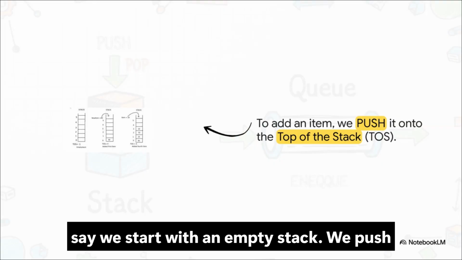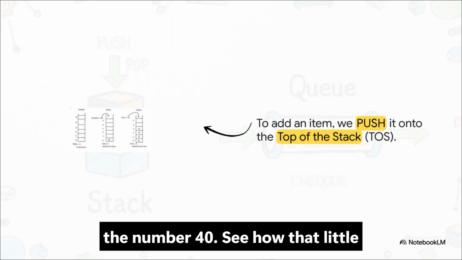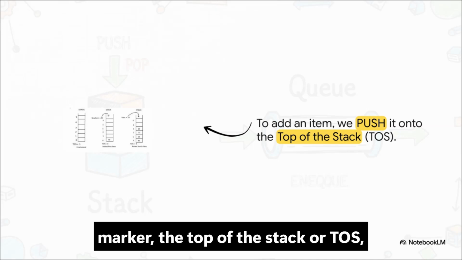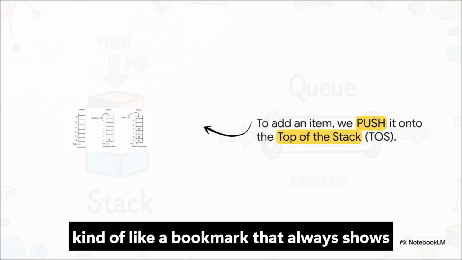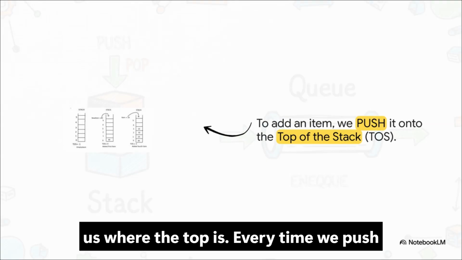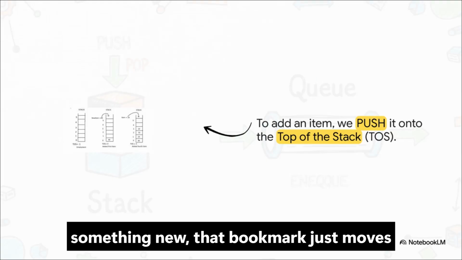Let's say we start with an empty stack. We push the number 40. See how that little marker, the top of the stack, or TOS, moves up to point to our new item? It's kind of like a bookmark that always shows us where the top is. Every time we push something new, that bookmark just moves right up with it.